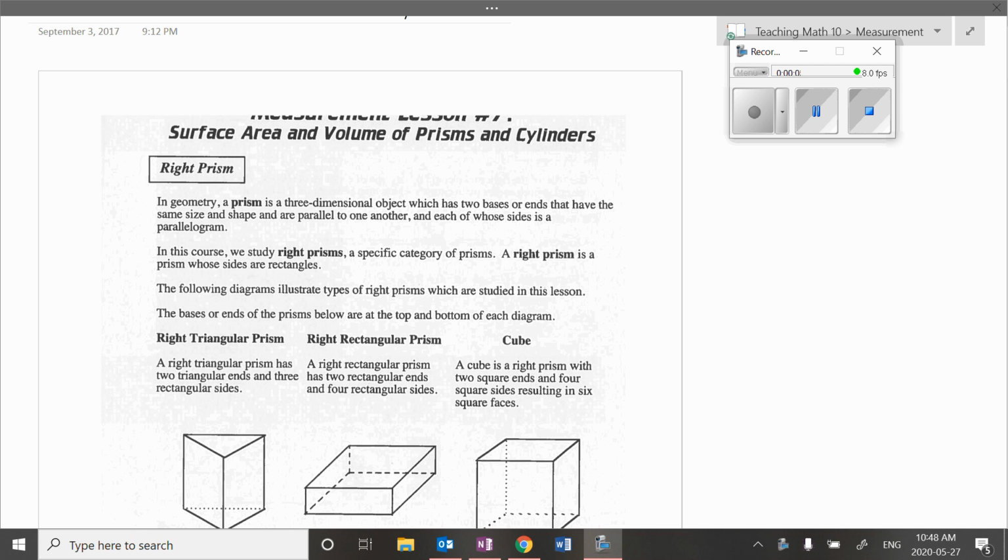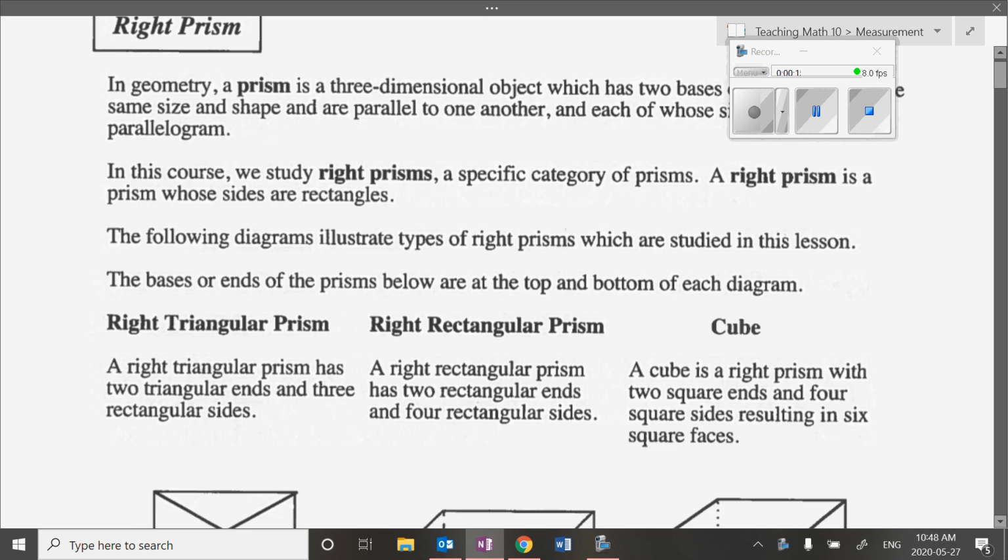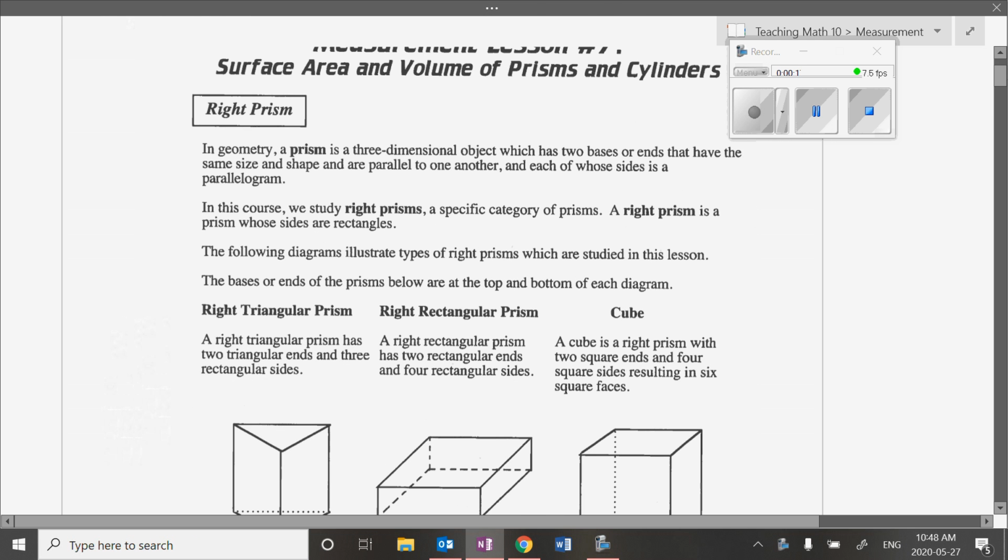Today we're going to be talking about surface area and volume of prisms and cylinders. This is a quick review from grades 8 and 9 math. We're just going to go quickly over a few of the main concepts. In the grade 10 workbook, this is on page 165.